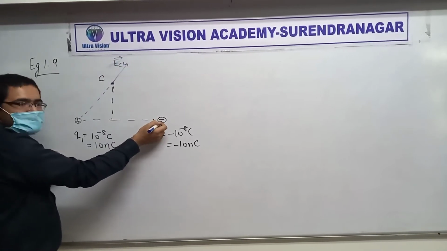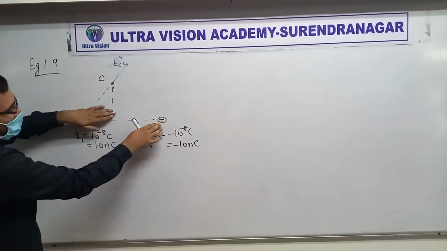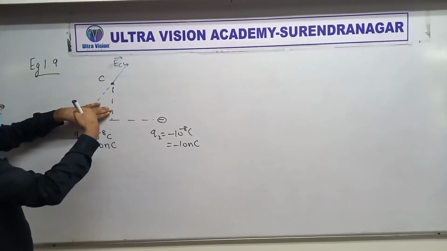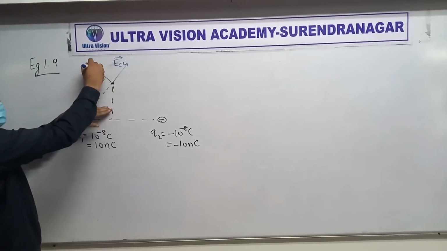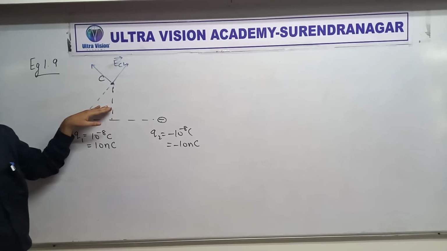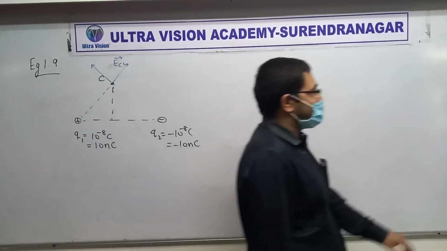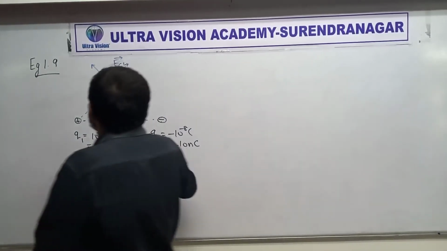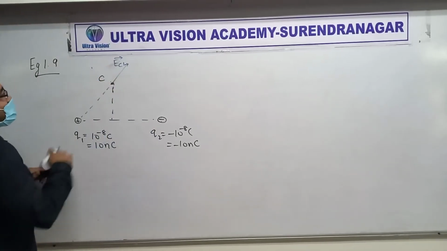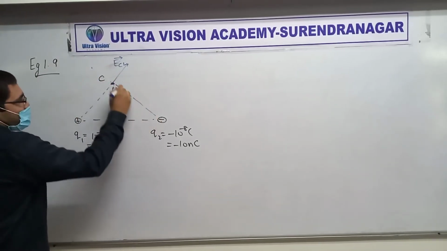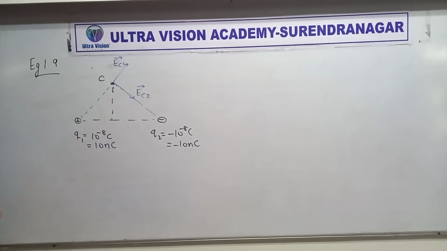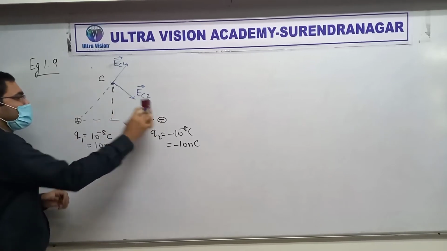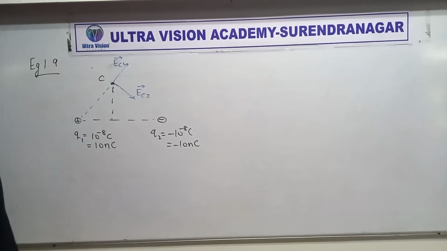Now for this one. Electric field due to the negative charge will be towards the charge. Yes or no? Yes. Everybody. Towards the charge. Is this clear? Yes. EC1 and EC2. Fine. What to do then? Resultant, isn't it? Yes. Clear or not clear?